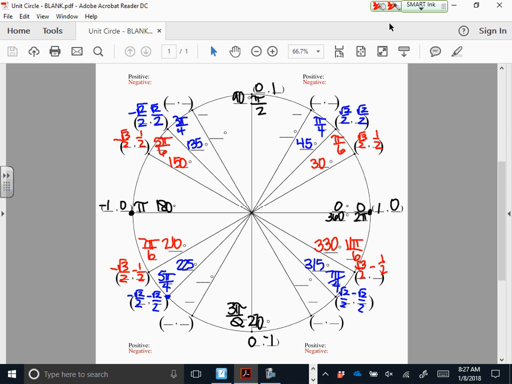Okay, but all the 30-degree reference angles, or all the pi over 6 reference angles, have the same coordinate. Okay, and notice how they have that symmetry. They're all the ones closest to the x-axis.